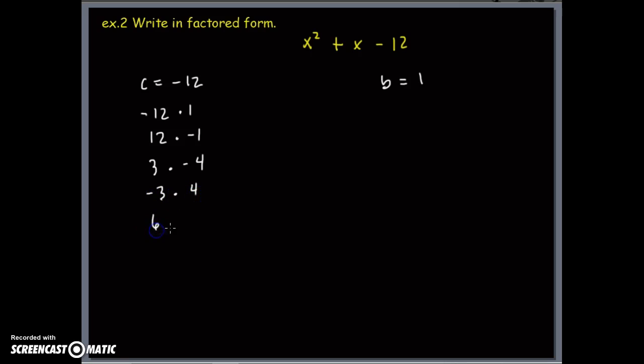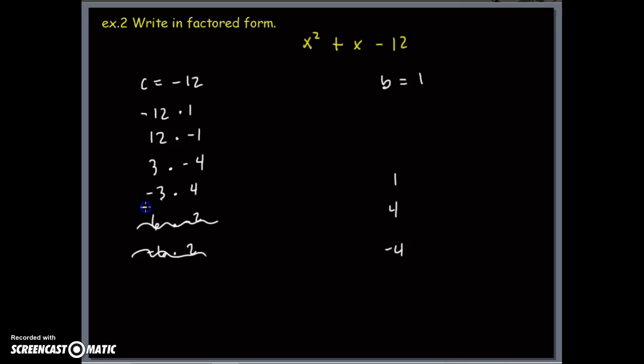Then our last combination would be 6 times negative 2 and negative 6 times 2. So you can see that it's kind of important to write combinations with the opposite negatives, because we need ones that add up to positive 1. So let's go ahead and add these up. Negative 6 plus 2 is a negative 4. That's not the right factor. Negative 2 plus 6 is a positive 4. That's not correct. Negative 3 plus 4 is 1.